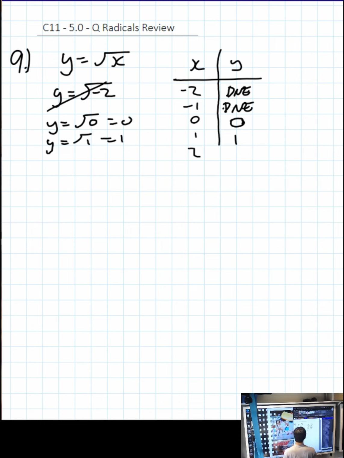Now, do we know what the square root of 2 is? No. Cross it out. We don't want to do 2. What do we know the square root of? We know the square root of 4. Y equals the square root of 4 is simply 2.